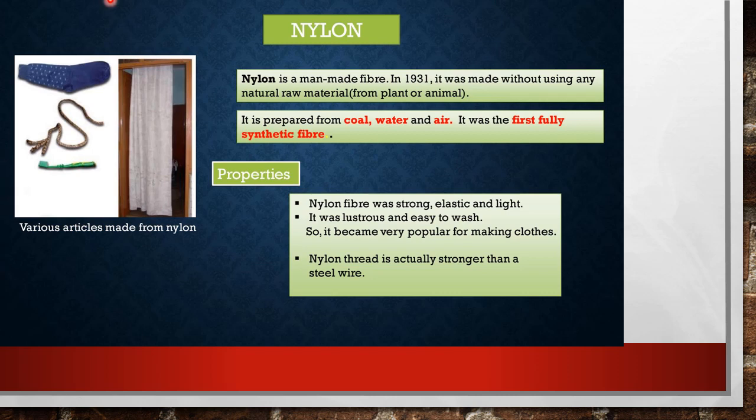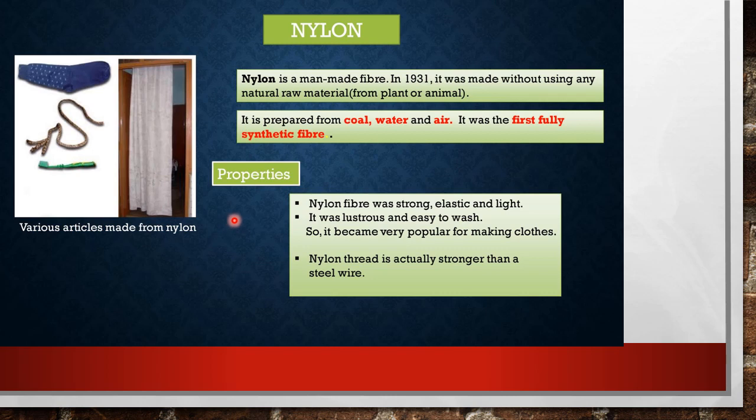The next is nylon. Nylon is a man-made fiber. In 1931, it was made without using any natural raw material. So nylon is called the first fully synthetic fiber. It is prepared from coal, water and air. It was the first fully synthetic fiber.